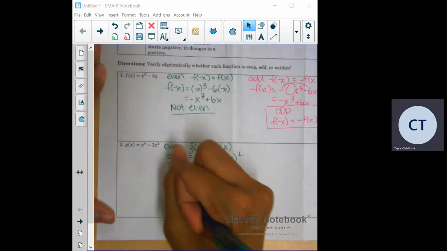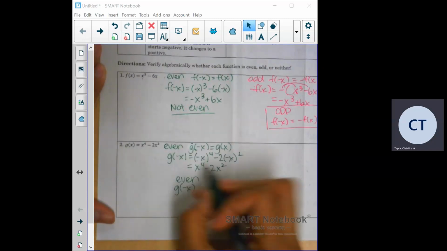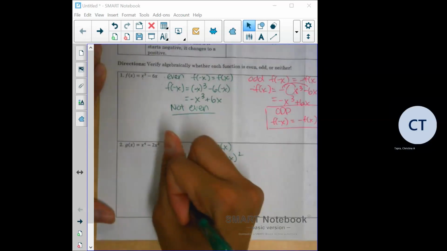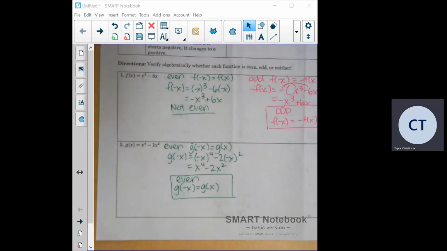When it's even, you've just shown that g of negative x, which is this guy here that we just found, is equal to g of x. Remember, for even and odd, you were just trying to prove the statement that I highlighted at the top in yellow. That's all you're trying to do.